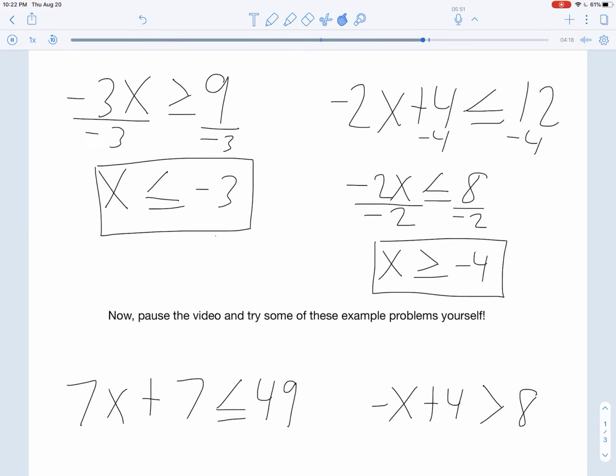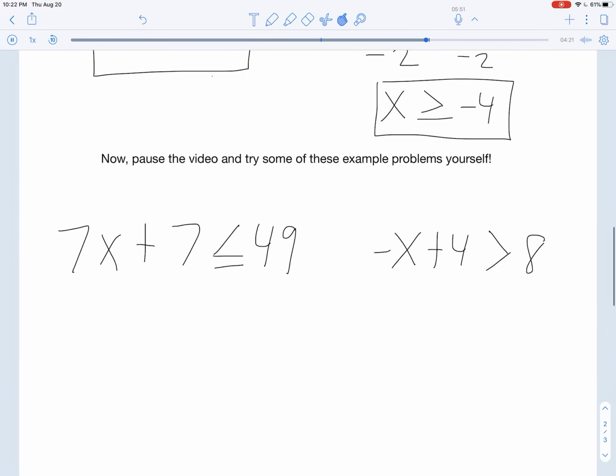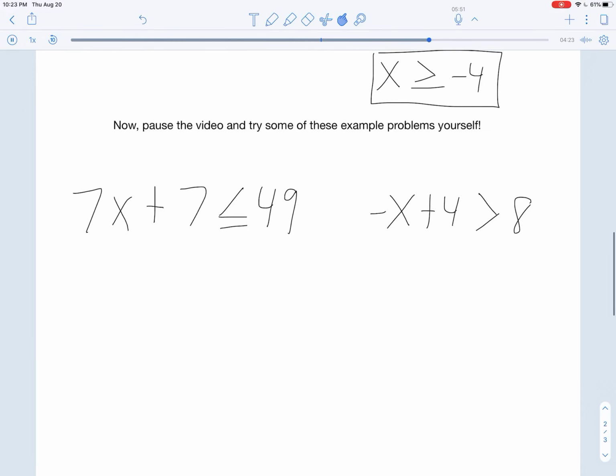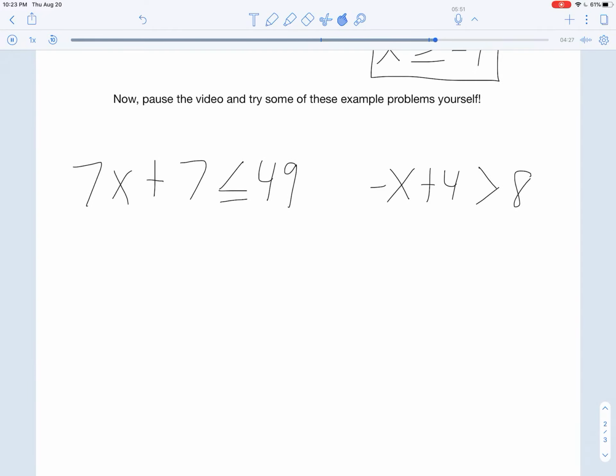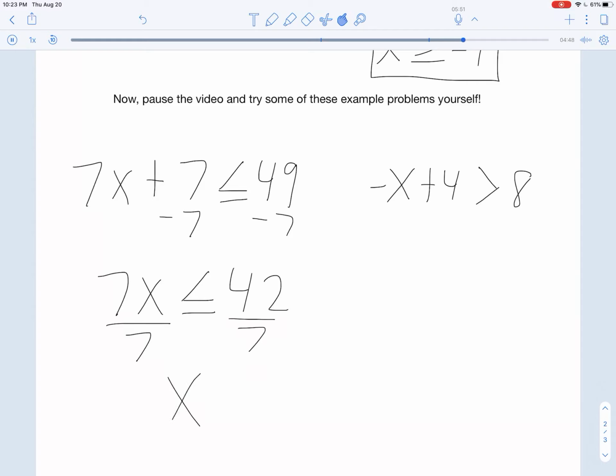Okay, now I encourage you to pause the video and try some of these example problems yourself. Alright, let's look at these problems. So, we have 7x plus 7 is less than or equal to 49. Since we're adding 7, subtract 7 from both sides. 7x is less than or equal to 42. Simply divide both sides by 7. We find that x is less than or equal to 6.